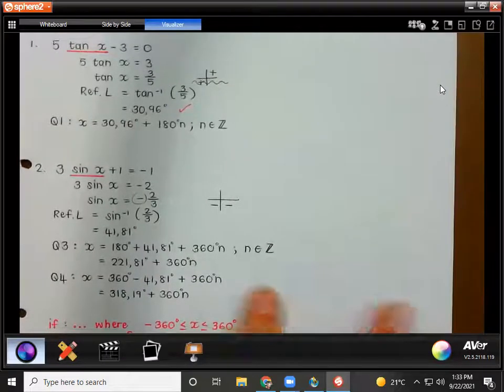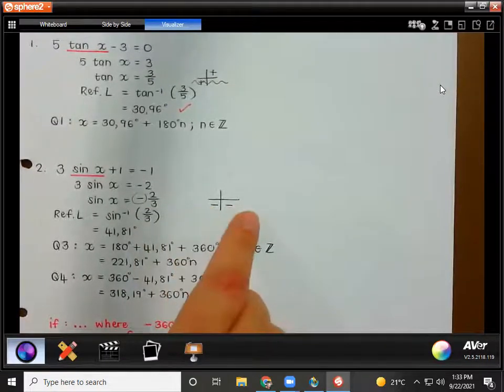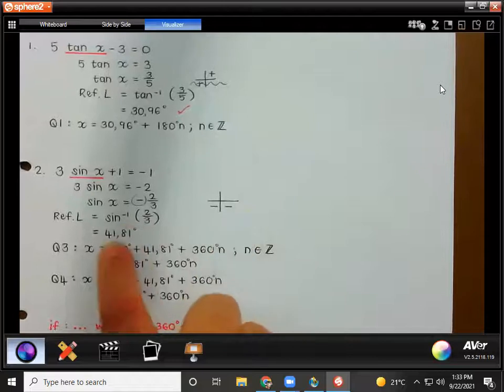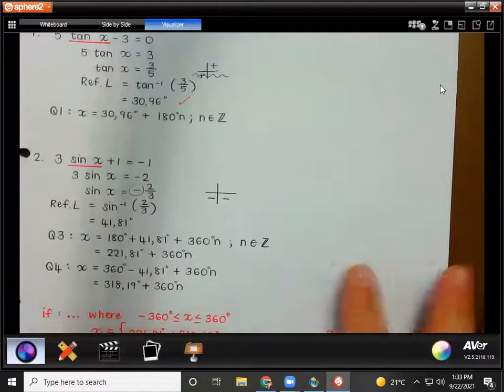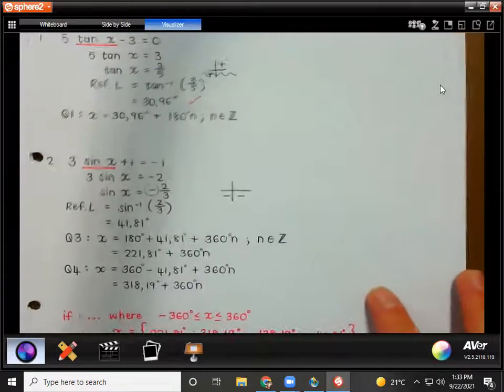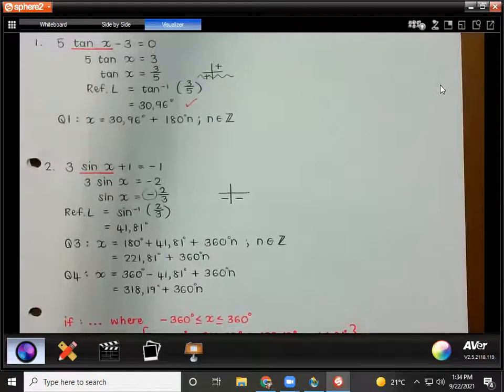So now you'll say, where is sine negative? In quadrants 3 and 4. So you find your reference angle. Then for quadrant 3, you do 180 plus that angle. For quadrant 4, 360 minus that angle. You can just ignore the stuff in red at the bottom. You weren't supposed to do that.